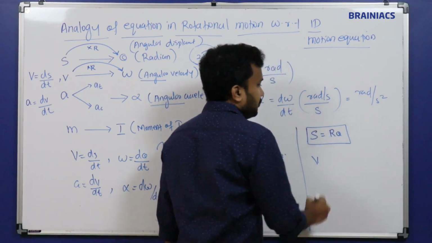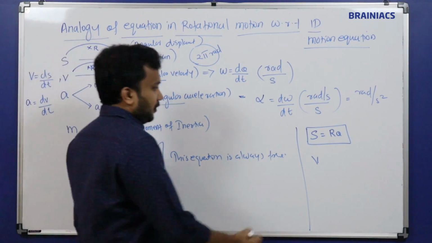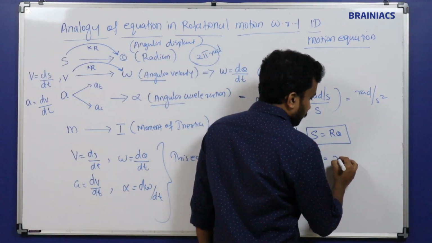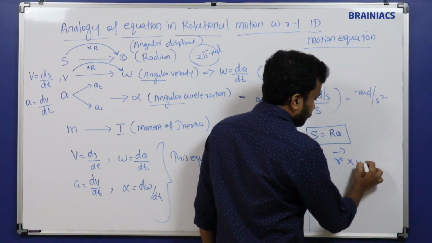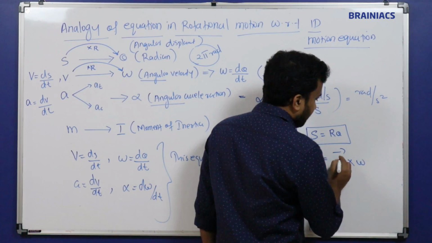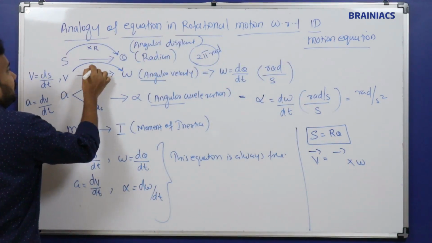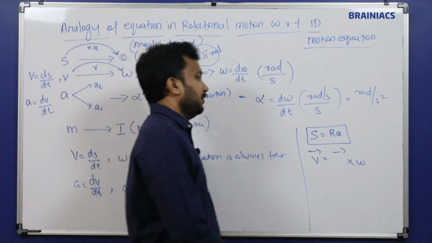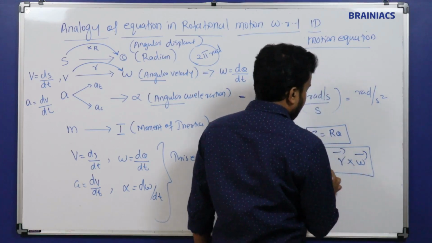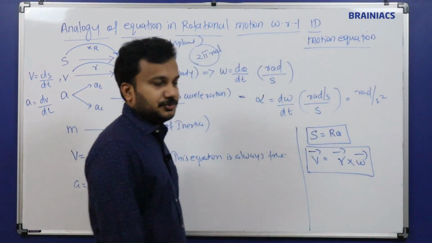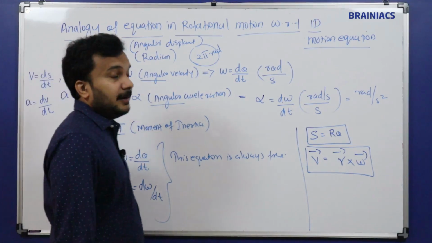Now the velocity equation, and velocity is a vector quantity. The correct formula is vector v is equal to r cross omega. You have to remember r cross omega. I am using capital R here; normally we use a small letter r. Whatever you take, you can multiply, but in the NCERT book it is with small r. Capital R, no problem. It is r cross omega.